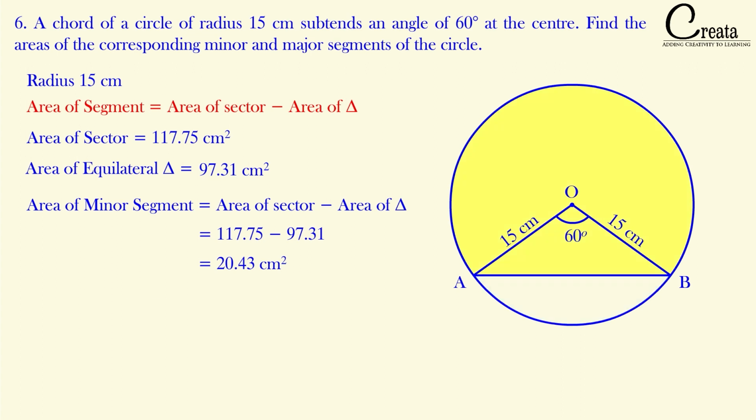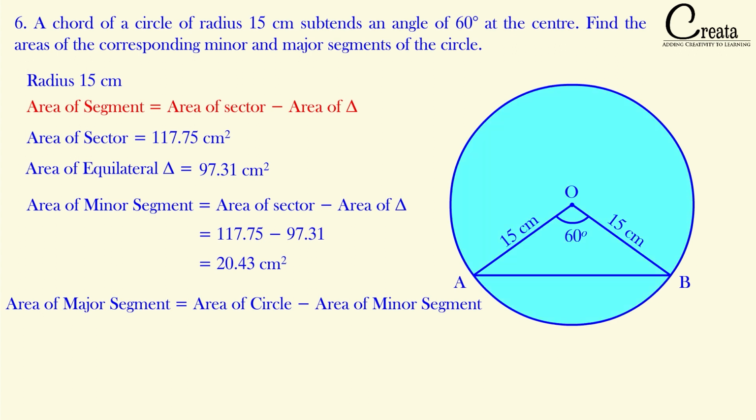Can we say area of the major segment is equal to area of the complete circle minus area of the minor segment? Yes, we can say so. Once we remove the area of the minor segment from the complete area of the circle, we get area of the major segment. Area of the circle is pi r square, the radius is 15 centimeter, and area of the minor segment we have just calculated as 20.43. On solving, we got area of the major segment as 686.06 centimeter square. That is the answer of question number 6.